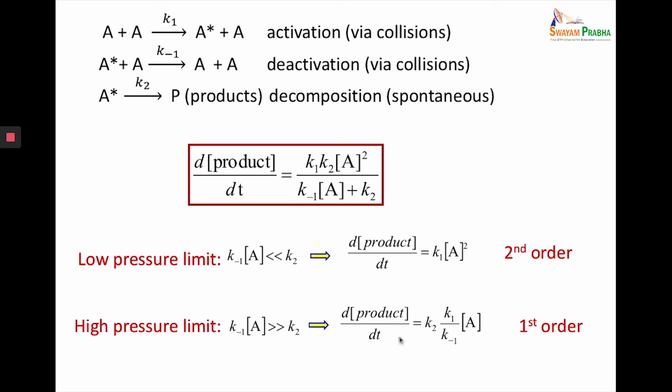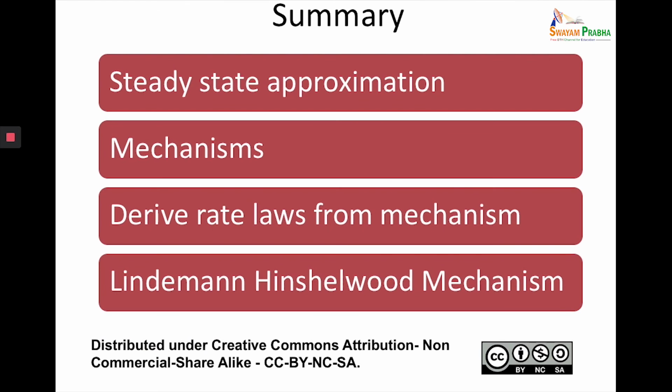If I apply the high pressure condition, that is the concentration of A is very high, then K minus 1 A is very much greater than K2 and cannot be ignored, and K2 can be ignored in the denominator. So in that case, d product by dt will be written as K2 K1 upon K minus 1 into A, and the reaction has become first order. So this is how Lindemann explained what Hinshelwood had observed in the decomposition reactions.